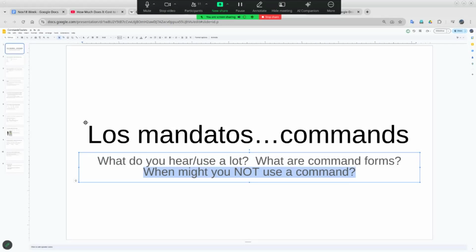But one thing to know is that los mandatos, that actual mandato, the command form in Spanish, has a stronger feeling of obligation than it does in English. All right? If you say to your kid, hey, go get me a pen, we don't think about that, but it's kind of forceful in Spanish. And therefore, especially, I will say this last thing of when you might not use a command.